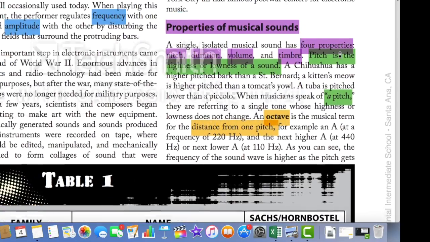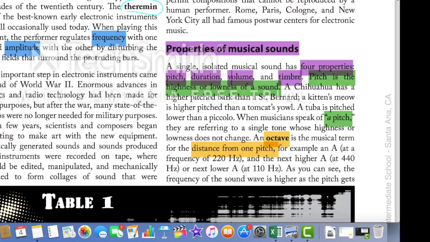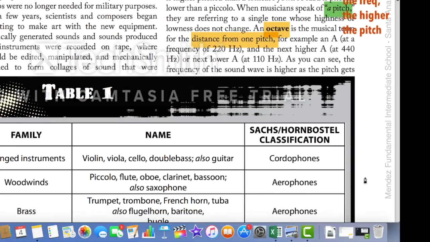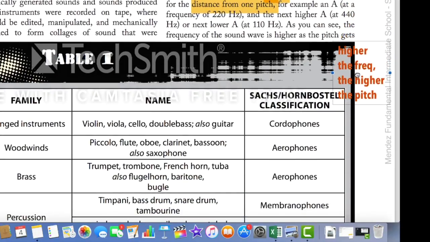Let's go ahead and write that down. I feel like that's really important. So basically, the higher the frequency, the higher the pitch. All right, I hope you guys write that down. Okay, moving on. Maybe I'll move it down here so you can see it better.